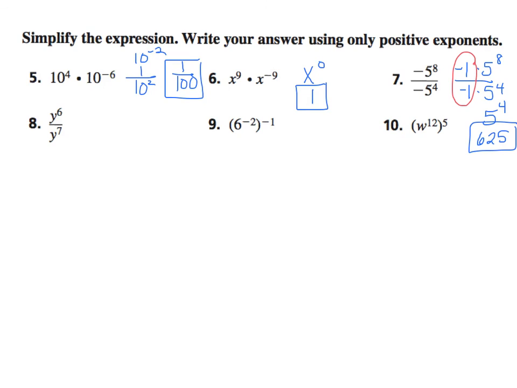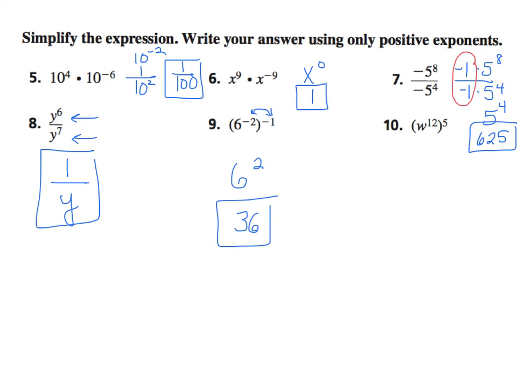625. Number 8, I subtract them. Where are there more y's? There's more y's on bottom. How many more y's? Just 1, so I get 1 over y. Here, power to a power, I multiply. That gives me 6 to the positive 2 power, which gives me 36. And lastly, I multiply 5 times 12, and 12 times 5 gives me 60, so my answer would be w to the 60th power.